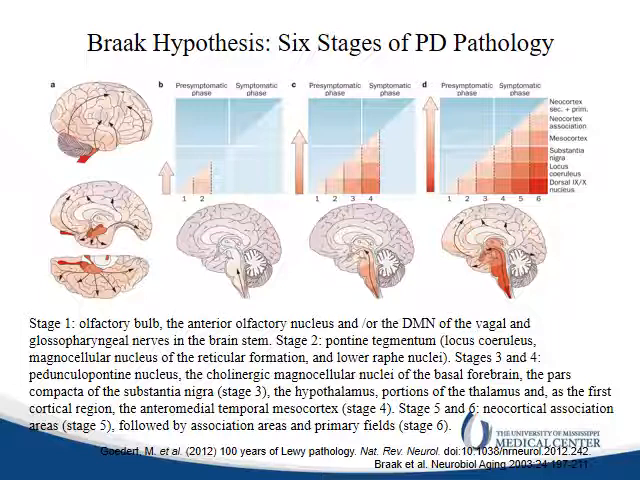So typically when the pathology reaches stage 3, the patient starts to show motor symptoms because the substantia nigra is involved. When the hypothalamus, portions of the thalamus and other parts of the cortical region, and especially the anterior medial temporal mesocortex are involved, it's stage 4. Stages 5 and 6 usually mean the neocortical association areas are involved, followed by the association areas and the primary cortex.